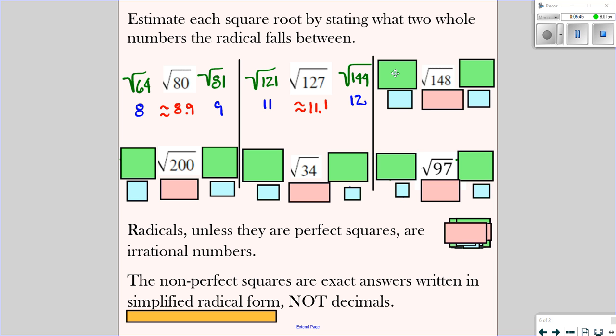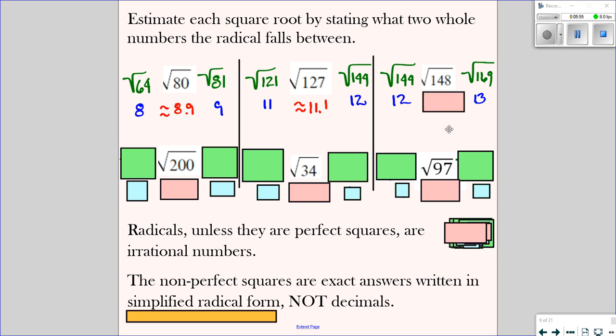Same thing with 148. It falls between 144 and 169. Got 12 for 144, 13 for 169. 148 is close to 144, so we would say 12.2. So the same thing with the other numbers.